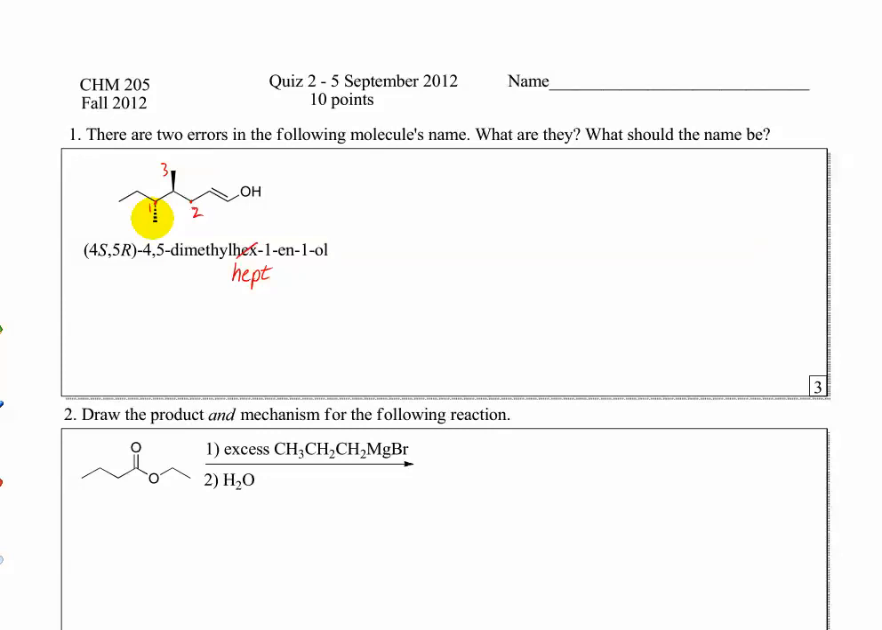Close. Because of the bond? Yes. E and Z, right? The stereochemistry of that alkene is not specified. So what should it be? It should be E. So this should be 4S, 5R, E, 4,5-dimethylhept-1E-en-1-ol.